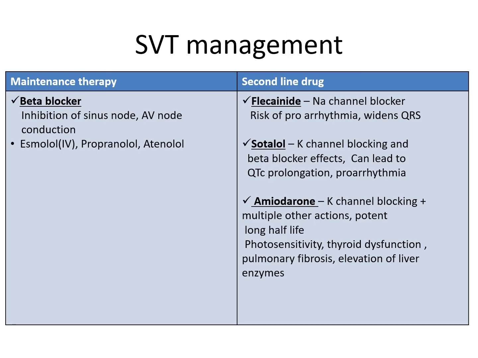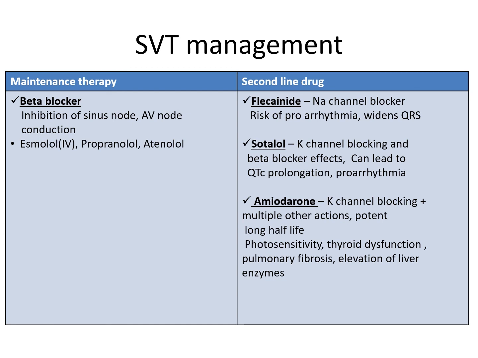Now let's discuss the maintenance therapy for SVT once we have reverted the rhythm using adenosine or DC cardioversion. So the first line is beta blockers, which inhibit sinus node and AV node conduction. Some of the agents available are IV esmolol, propranolol and atenolol.